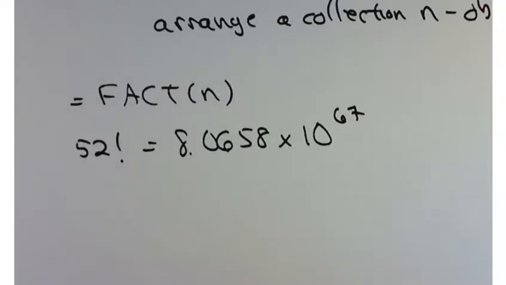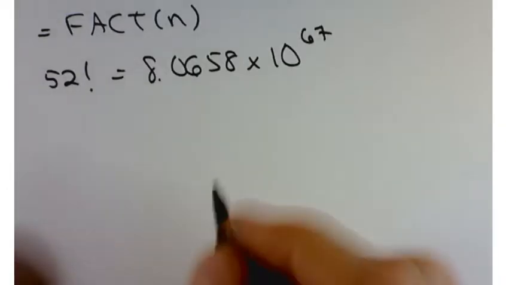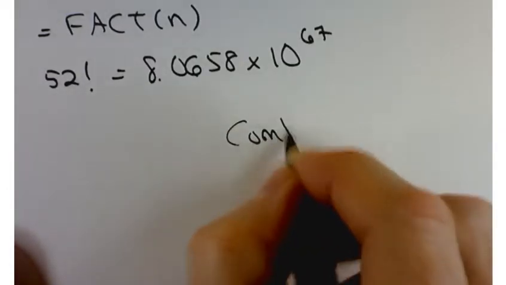All right. Now, a lot of times, what we want to do is not just arrange a group of objects in order, but we want to select a certain subset of those out of a collection of n objects. And that's going to turn into something called combinations.